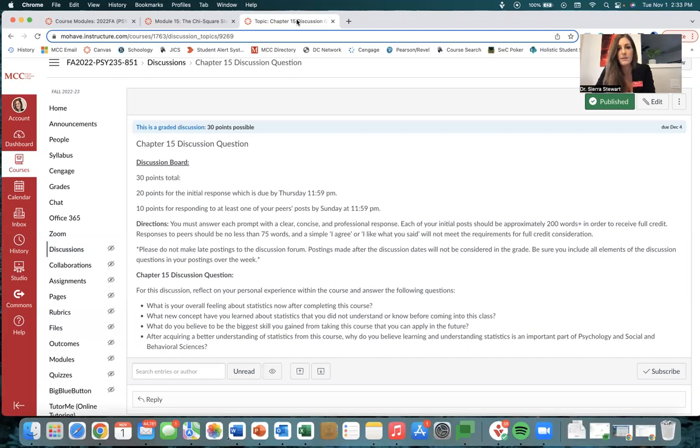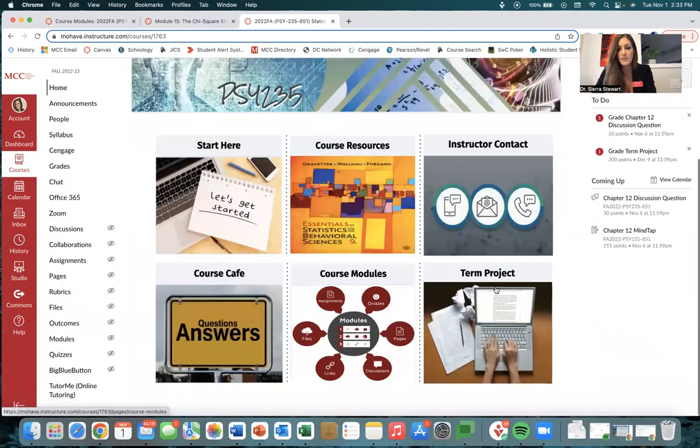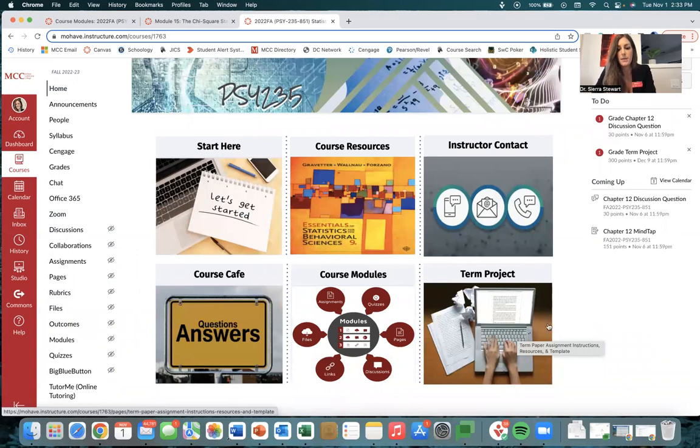So there is obviously at the very home screen, when you go back to home, you're going to have your term project right here. So make sure that you complete your term project, get that submitted, and make sure you do it before the last day of class, and whenever the date that's listed on the due date.